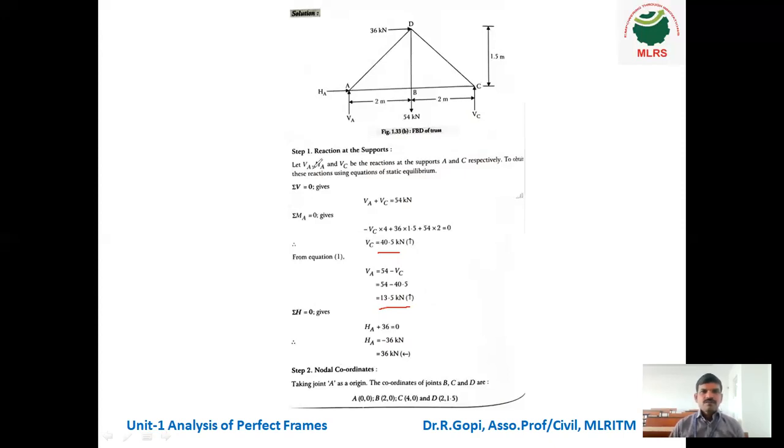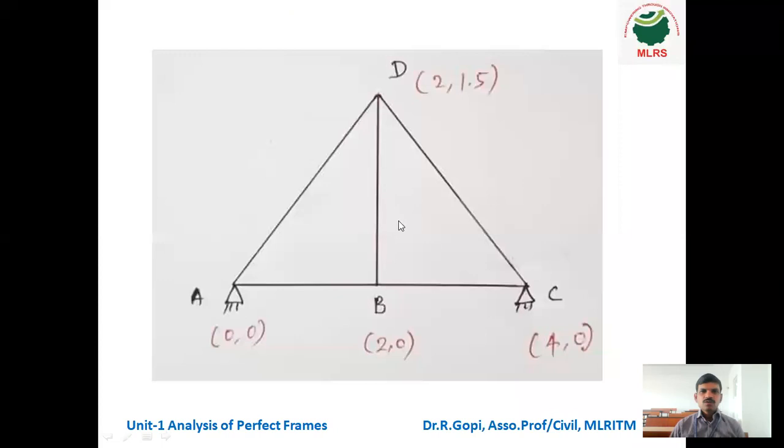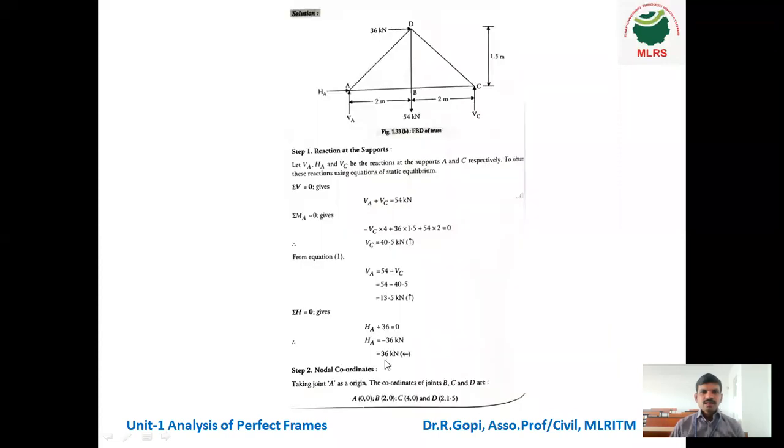And we also have to apply a horizontal load of 36 kilonewton in this direction. Next, we have to note down the nodal coordinates. This is your nodal coordinate system, and the coordinates are mentioned here. Better not to write it like this. You have to draw the diagram, because with the diagram it is very easy to calculate.